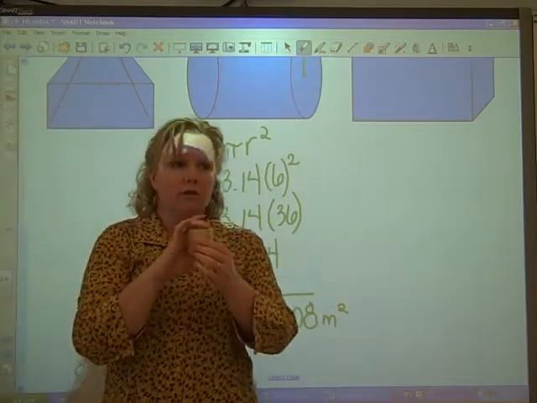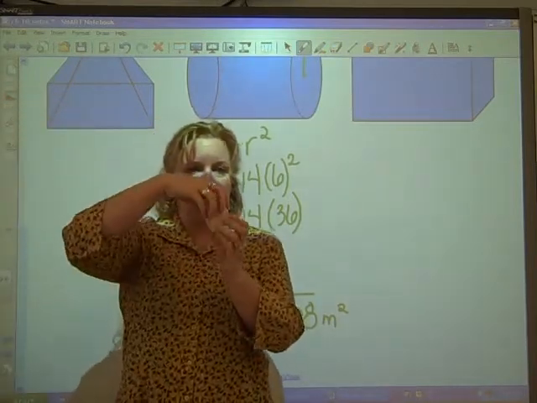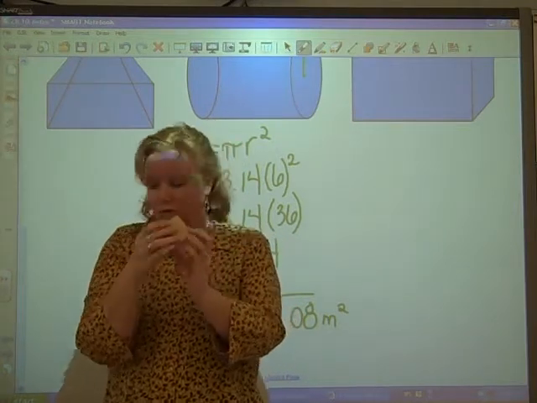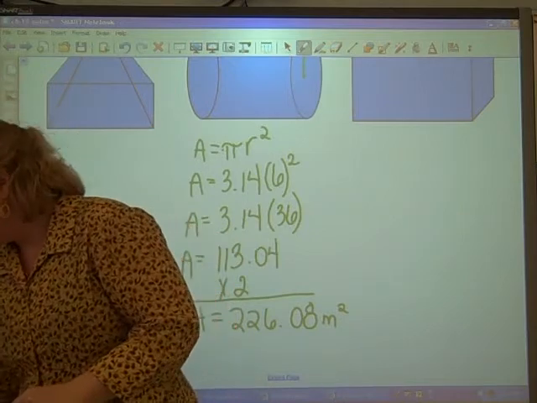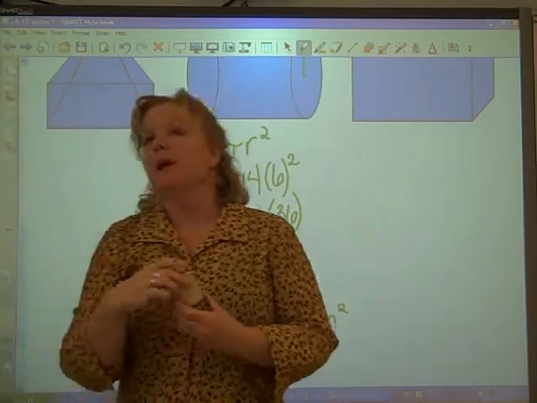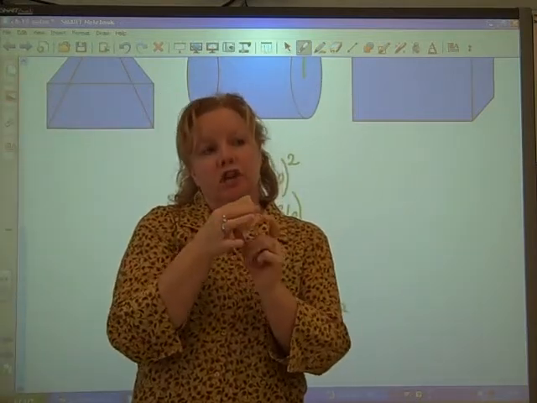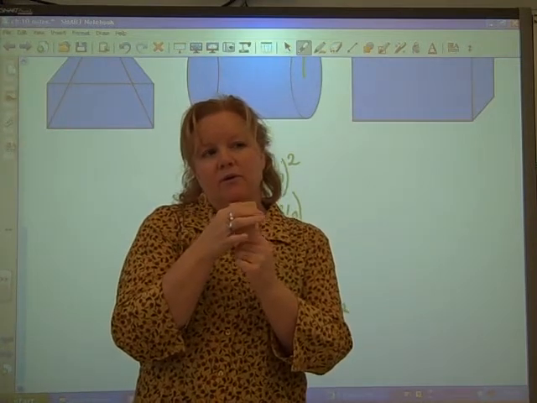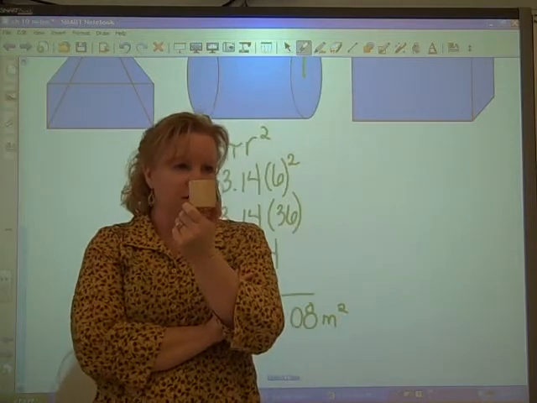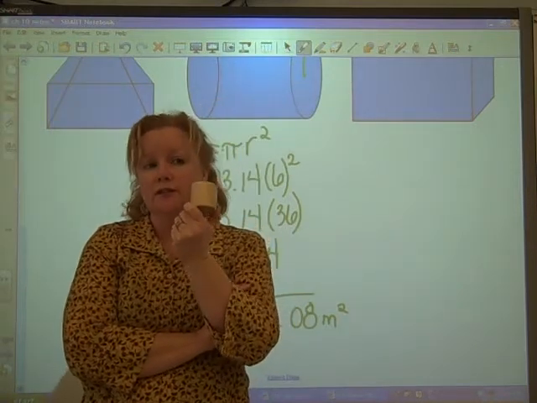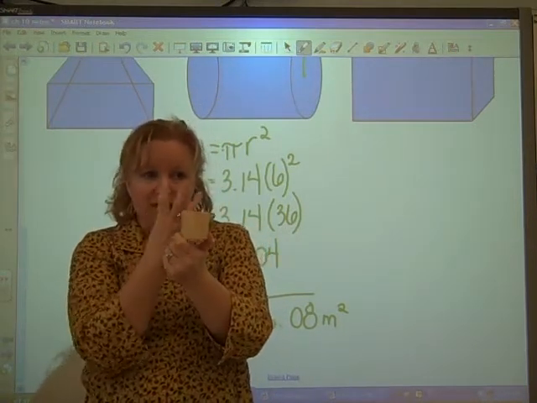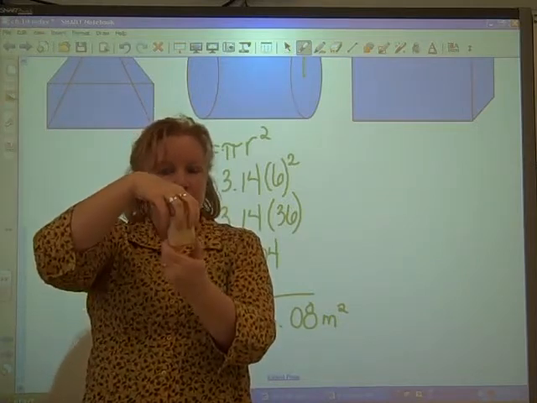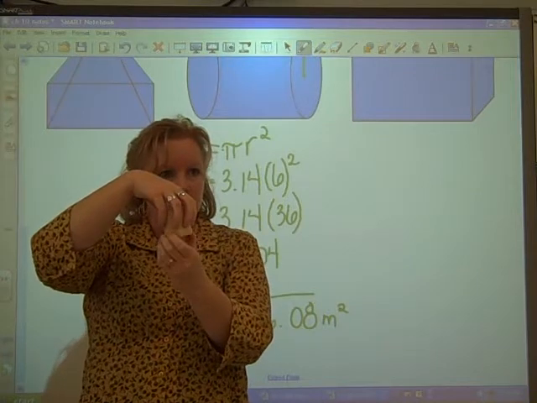Now, this part is the issue that most people have right here. They're not real sure what to do with this. So I want you to think about it. Well, let me ask you this. What is this shape? Now stop and keep thinking about it. Now I'm finding surface area. So do I care about the inside of this shape? No, I just care about this outside, correct?